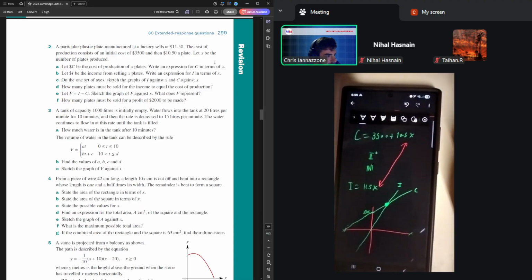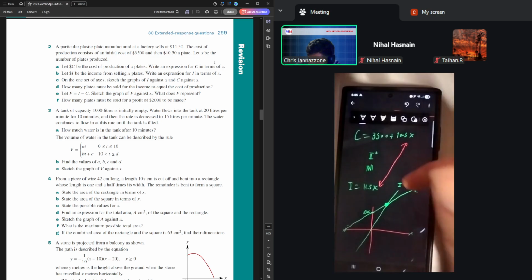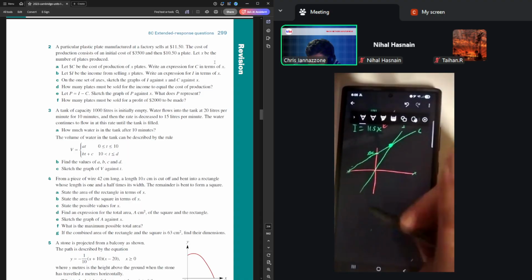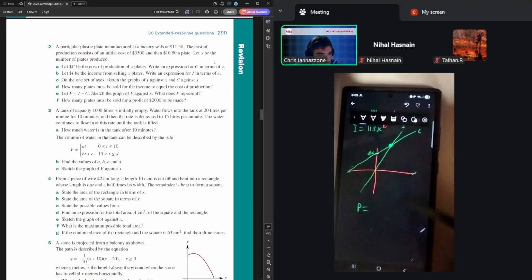We also talked about E already, which is the profit. P equals I minus C. They're literally telling you exactly what it is. The question is technically asking what P represents, but we've already talked about this. P is going to be the profit. Finally, how many plates must be sold for a profit of 2,000 to be made? I'll start creating that profit equation. In the meantime, let's have a think about how I'm going to answer that final one, part F.